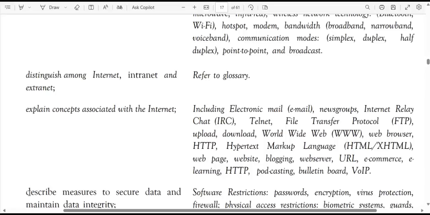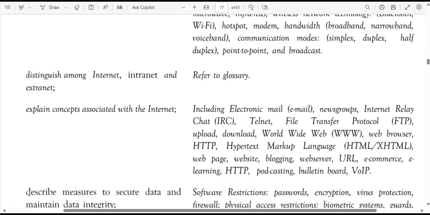What do we mean by intranet? An intranet is a private network accessible only to an organization's members, employees, or others with authorization. It uses internet technologies like web browsers and servers, but is restricted to internal use. So the intranet would be used to share company information, resources, internal communication, and collaboration within an organization.